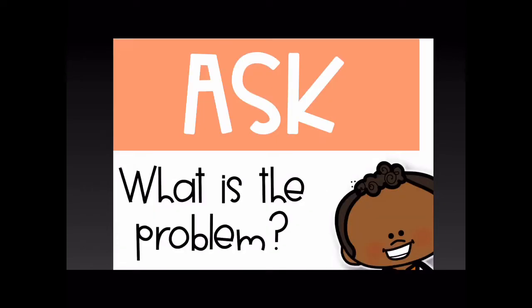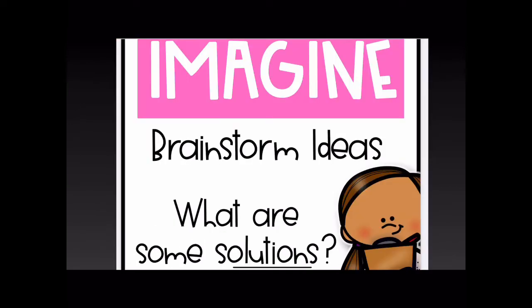The first step is to ask. You need to find out what the problem is that you need to fix. The second step is to imagine. You're going to brainstorm or come up with ideas on possible solutions to your problem. How are you going to fix your problem?